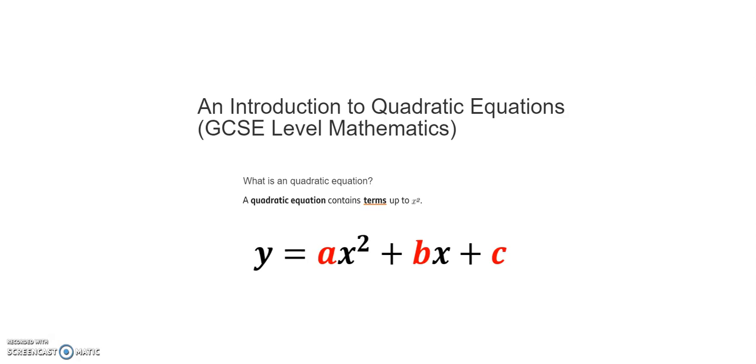The reason for this is because if a is equal to 0, then we have 0 x squared terms, and we do not satisfy the definition of a quadratic equation, which must contain terms up to x squared. b or c can be equal to 0. As long as we have an x squared term, we have a quadratic.